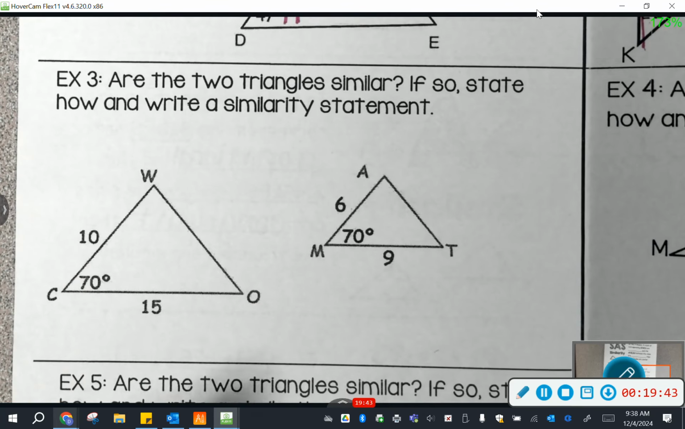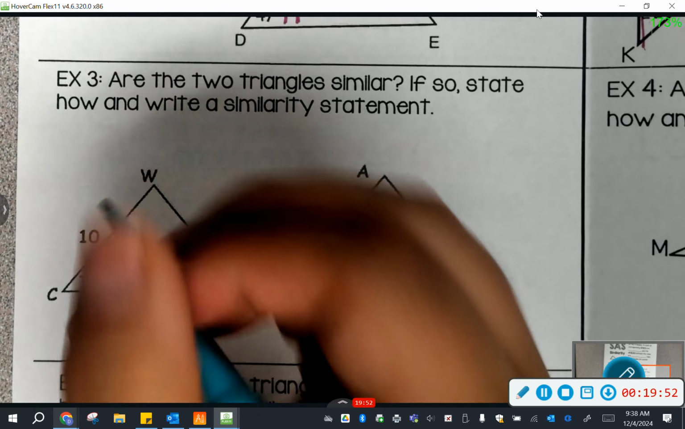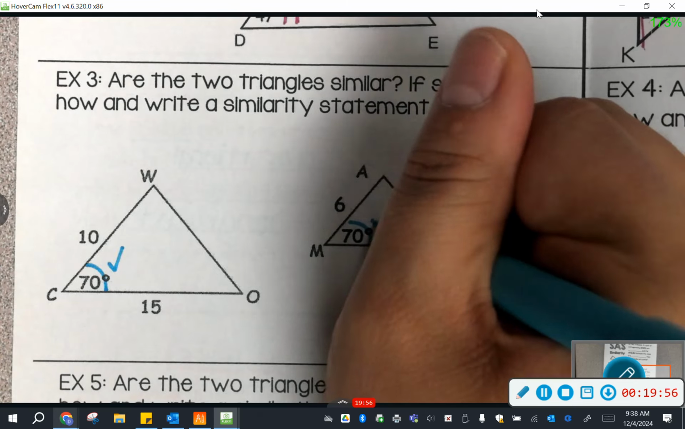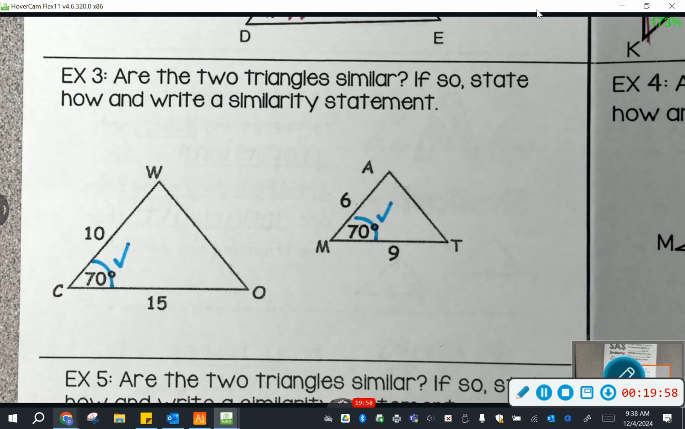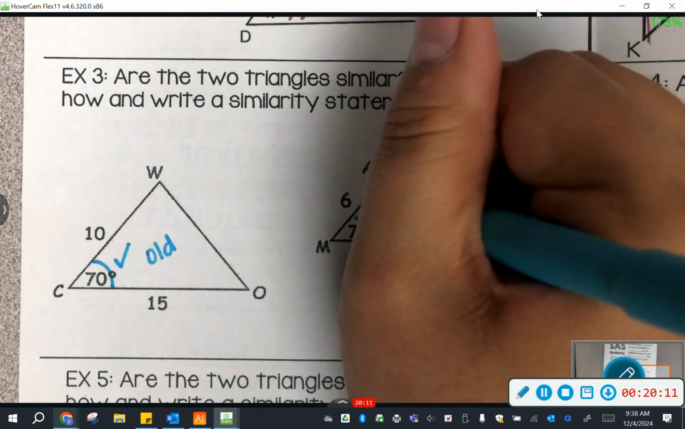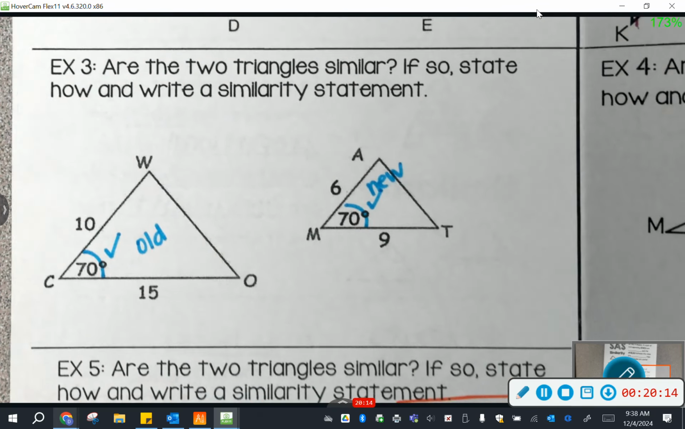Alright, number 3. Looking at number 3, what pops out at you right away? The 6 and 100. Oh, that's not what pops out at me. 70. Do they both have the same angle? Is it in the middle? Cool. Put a check. Next, what do I got to do with my sides? See if they're proportional. So I'm going to mark this old, mark this new, and I'm going to divide.